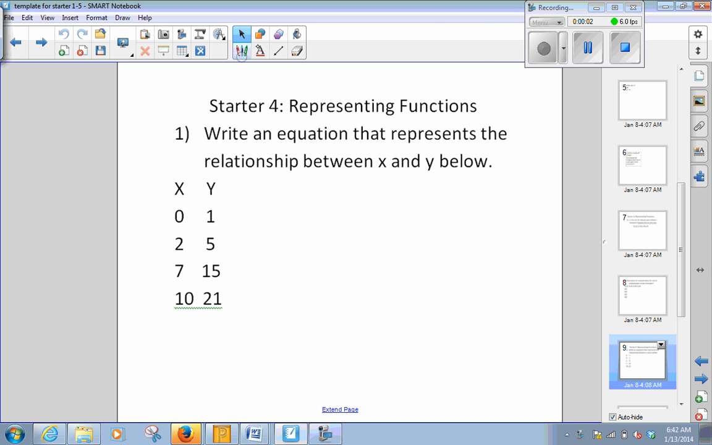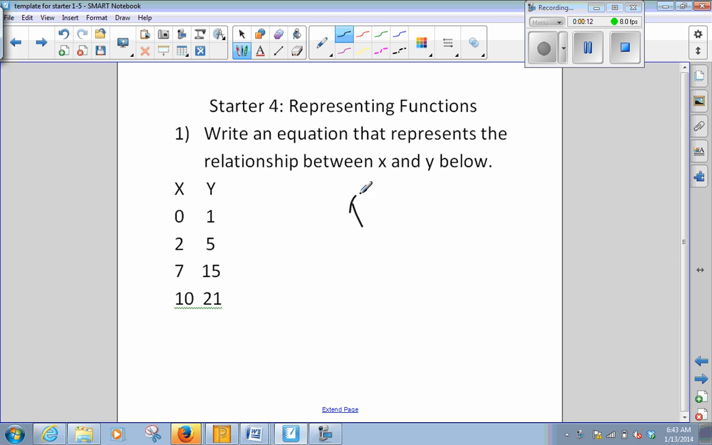And now for starter 4. This says write an equation that represents the relationship between x and y below. I'm going to start by finding my rate of change, because I know that is probably part of my equation. So I'm going to look at my changes in y.